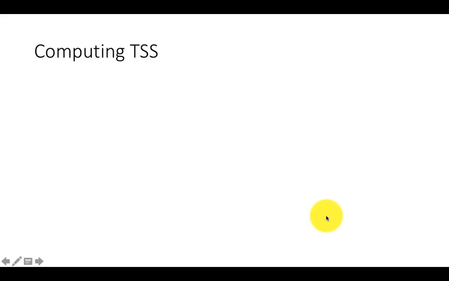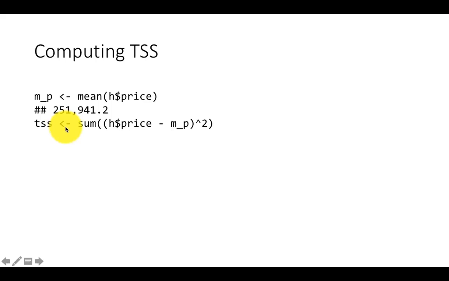First of all, let's see how we will compute the total sum of squares. Of course you know that total sum of squares is nothing but the total of the squared deviations from the mean. Price is our target attribute, so the first thing we do is calculate the mean of that. The mean of h$price gives us the mean price, which I'm storing in a variable called m_p, and that happens to be 251,941.2. Now we want to calculate the total sum of squares, which is h$price minus m_p, the deviation from the mean.